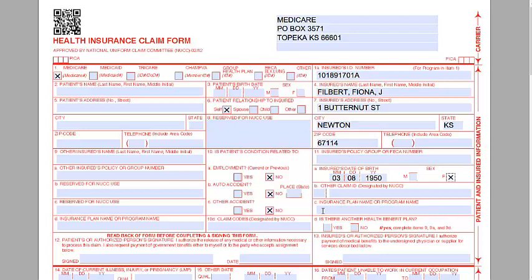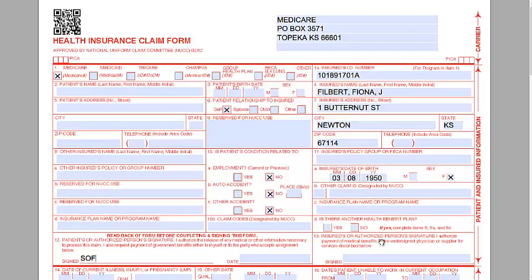Item number 11C, where we put the insurance plan name. For Medicare claims, we leave item number 11C blank. For a Medicare claim, we also leave item number 11D blank. Item number 12 is where the patient signs for release of information, so that the physician's office can release information to Medicare if they need to. We can indicate that we have the patient's signature on file by putting SOF. We leave the date blank.